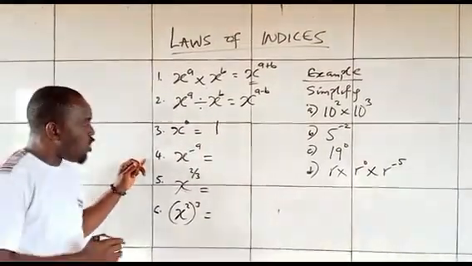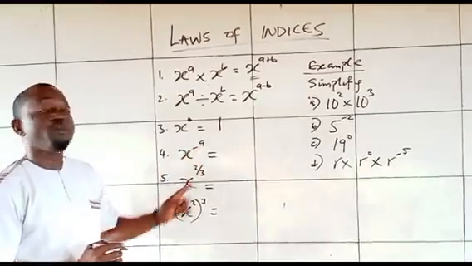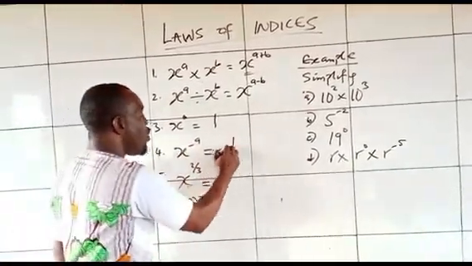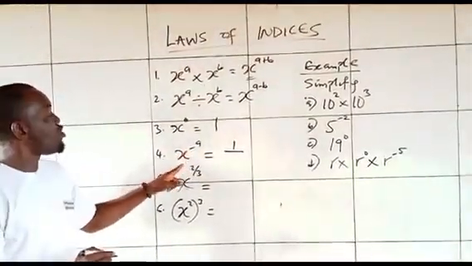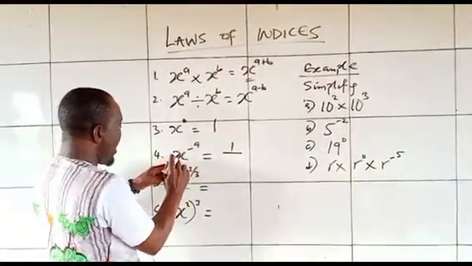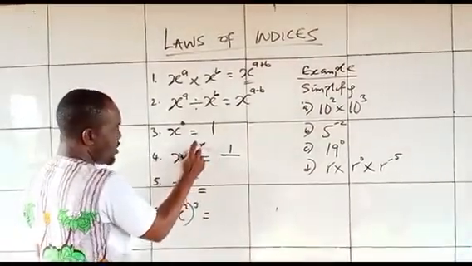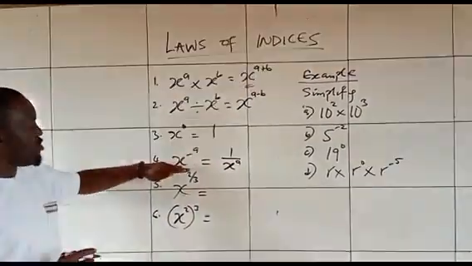Then, in the fourth law, in indices, whenever you see raised to power minus, it means 1 over. That is what this minus stands for. Raised to power minus stands for what? 1 over. So we now have 1 over x raised to power a. This a must be reflected. This is the fourth law.